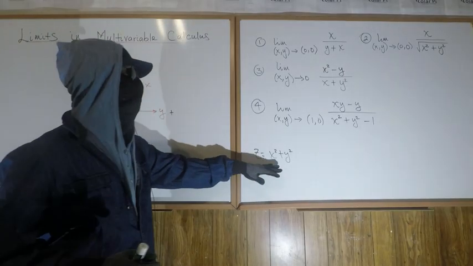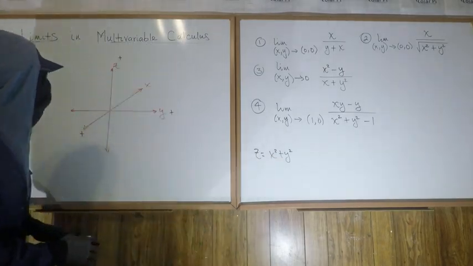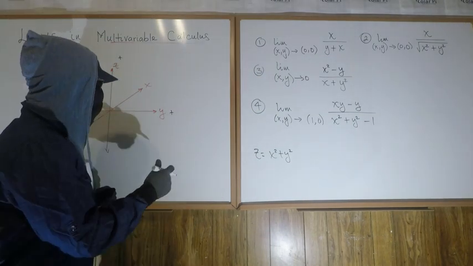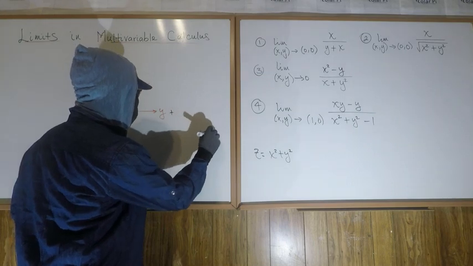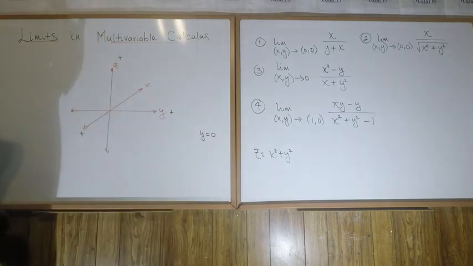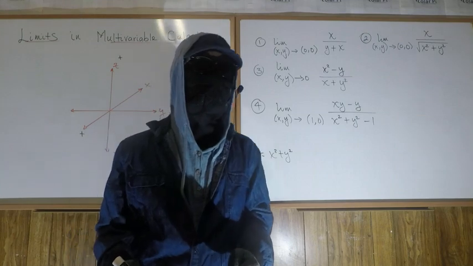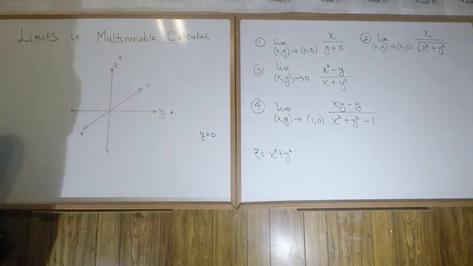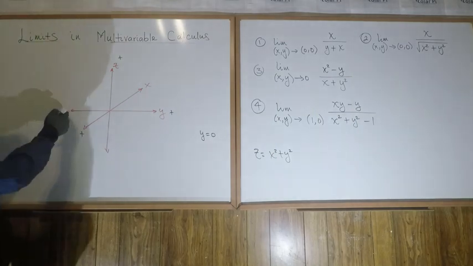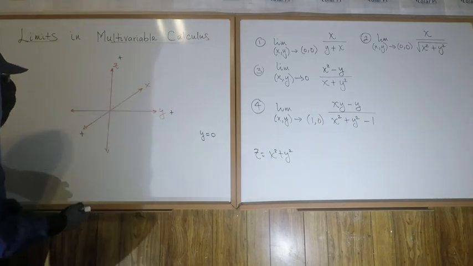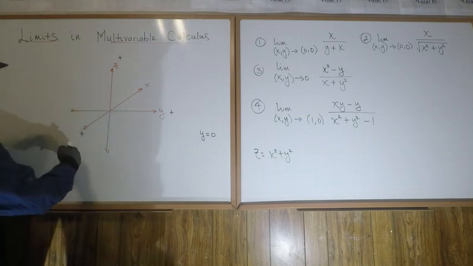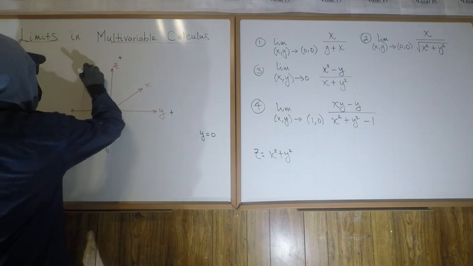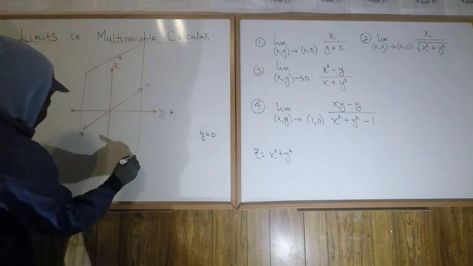The reason this is easy to graph is that in this three-dimensional coordinate system, if I make y equal to 0, in 3D, y equals 0 is a plane. In 2D it's a line, but in 3D it's a plane. Since this is the y-axis, y equals 0 is the xz plane. So that's this plane.